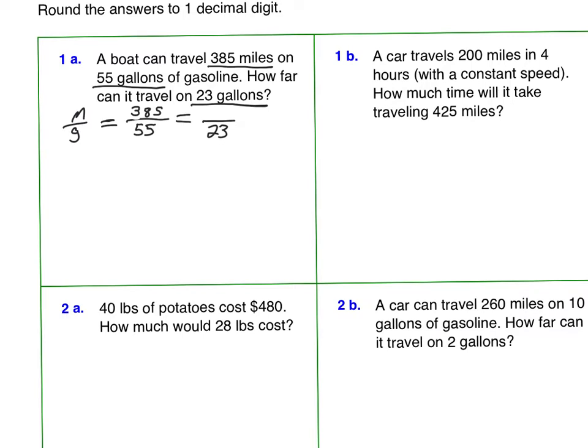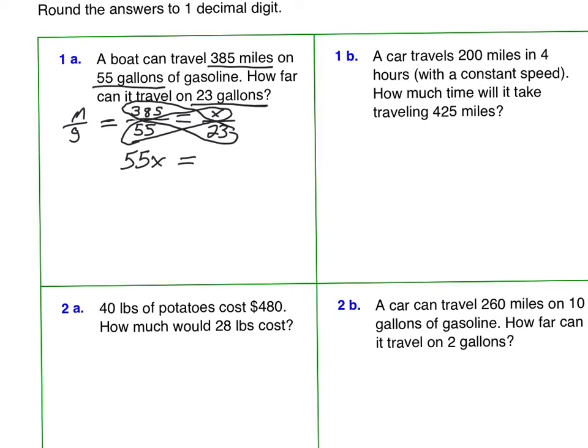All right, so we do our cross product now. So I've got an x here. Now some of us are getting mixed up on the cross product. When we multiply 55 times x, we get 55x. And that is the number that we're going to end up dividing by, the 55. Why? Because it's attached to the x by multiplication. We want to solve for x. We want to know what we multiplied by 55 to get the other number. The other number is the result of 385 times 23.